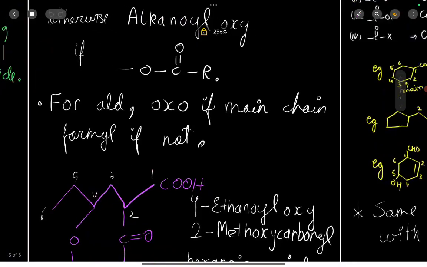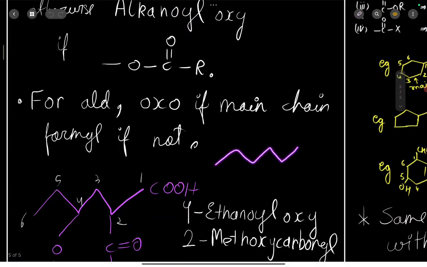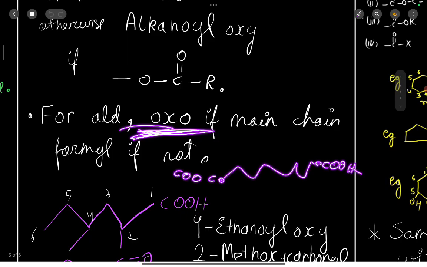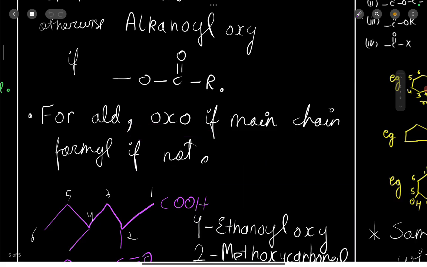Okay. And for aldehydes, say the main chain is like this, and this is the aldehydic carbon and it's part of the main chain. Then we use the prefix oxo for that. But if it's not part of the main chain, for example, let's say there's a carboxylic acid here and another carboxylic acid here, and somewhere in between there is an aldehyde connected like this, so it's not part of the main chain. Well, that's unfortunate. So we are going to use formyl as its prefix.